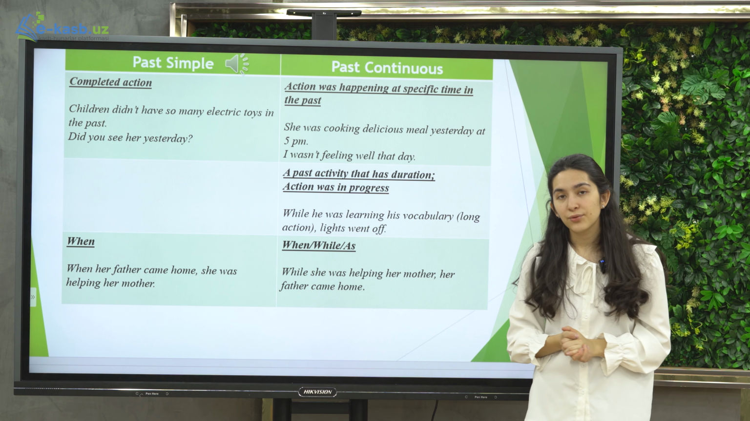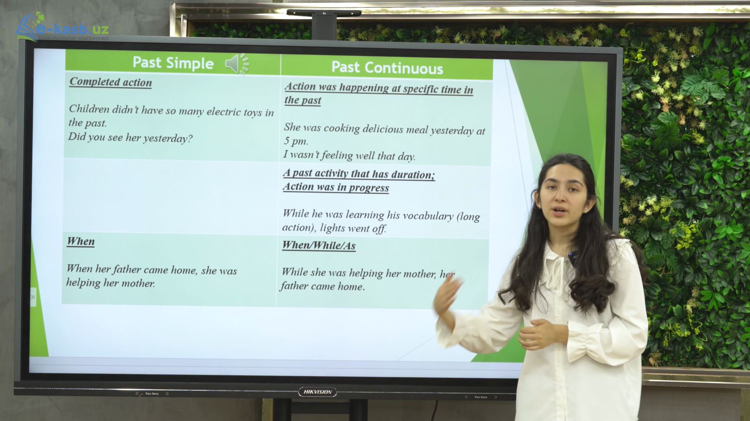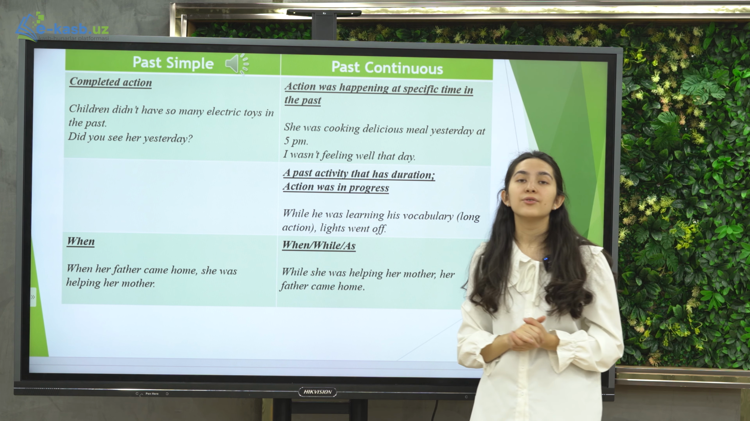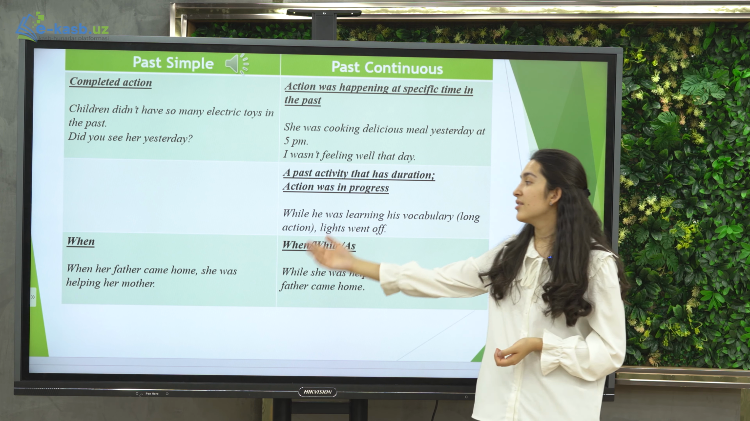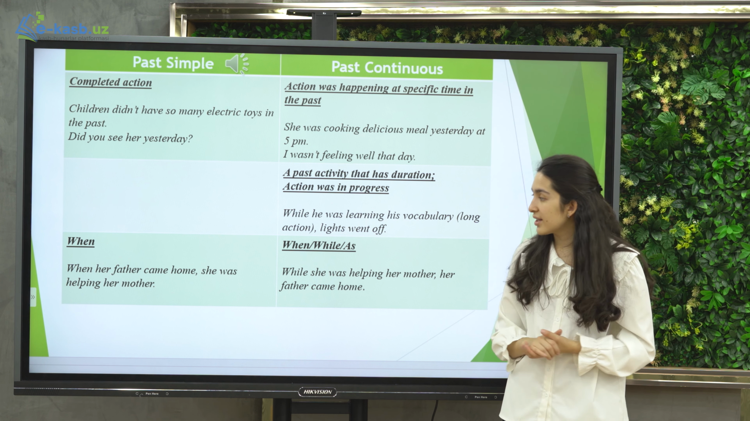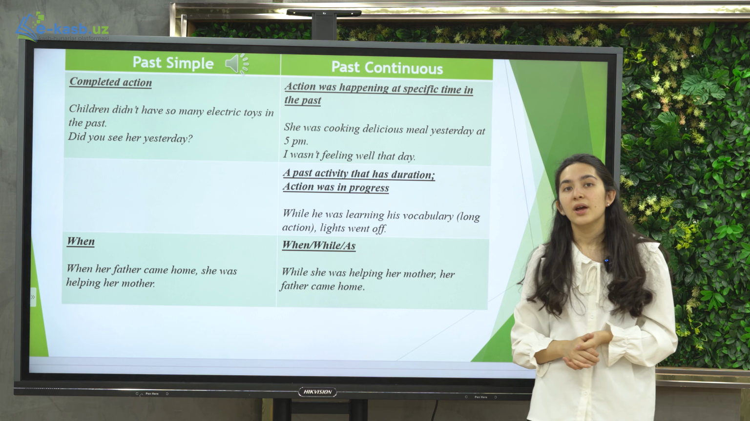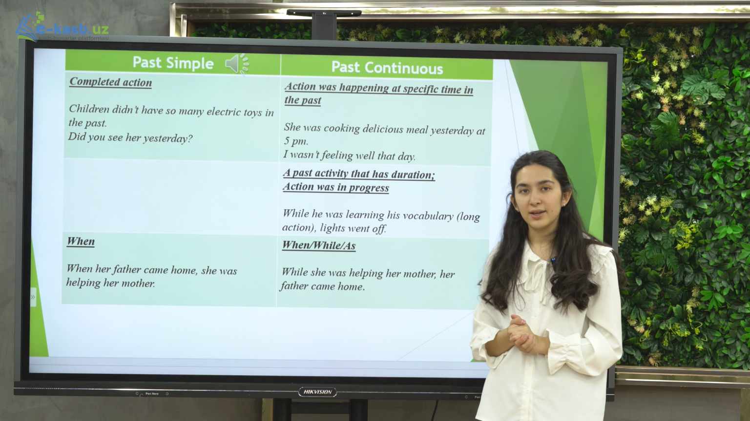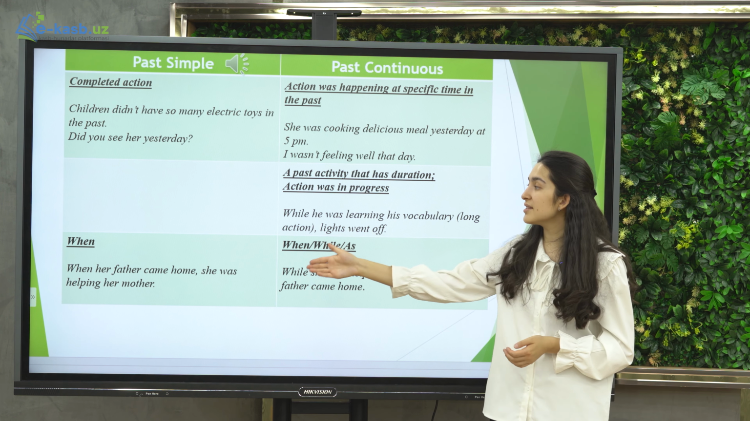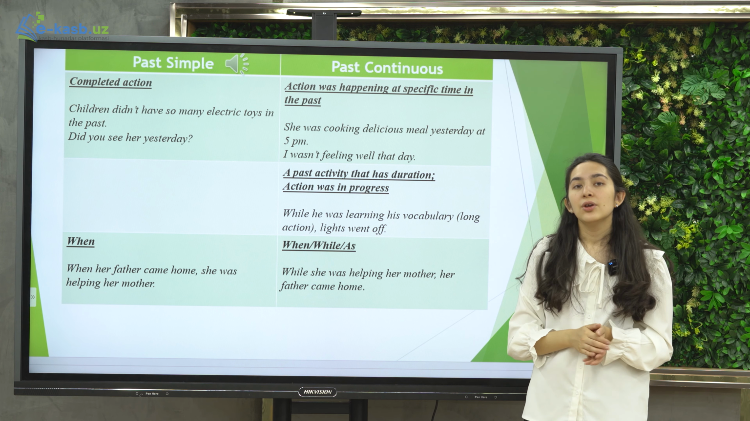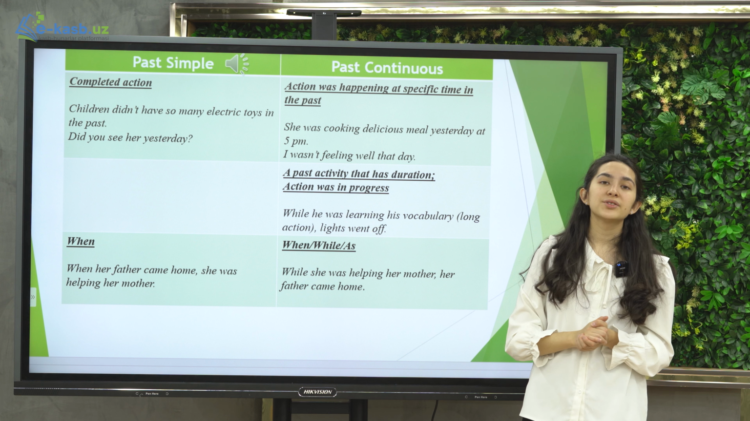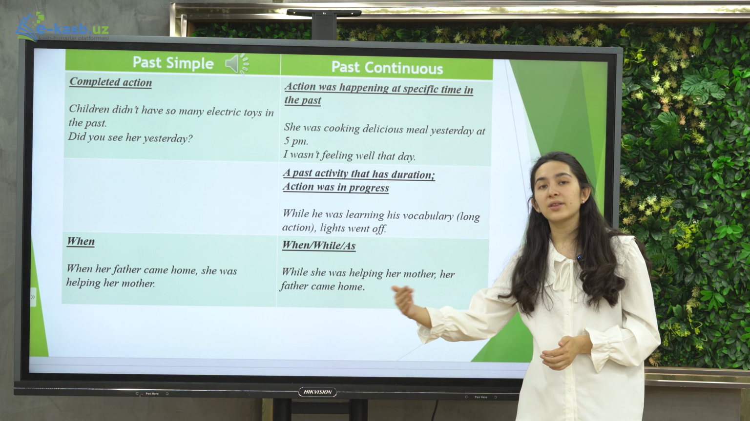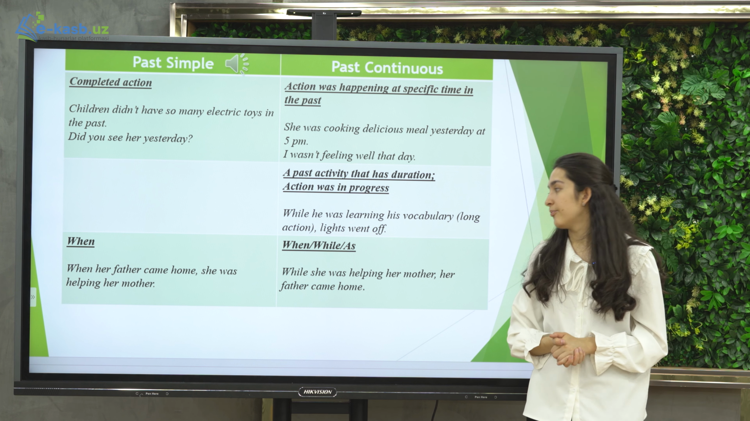And here we also have keywords which help us to make correct, grammatically correct sentence. So with past simple, we usually use when. Past simple bilan biz ishlatamiz when. Qachonki. When her father came home, she was helping her mother. Qachonki uning dadasi uyga kelganida, u oyisiga yordam berayotgan edi. So when we can use with past simple and past continuous as well. You can say when he came, or you also can say when he was coming home, he met his friend. U uyga kelayotganida o'zining do'stini uchratib oldi.